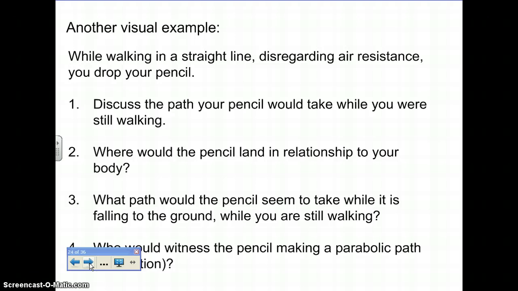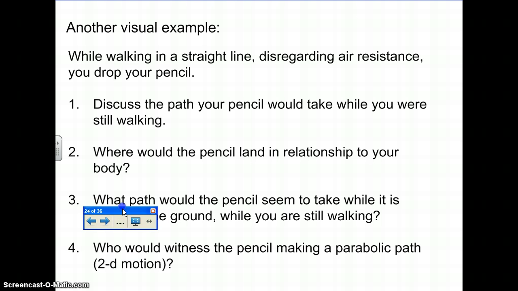So it's moving in 2D motion. Make sense? So yeah, there's your visual on that. So once again, these questions here just say, discuss the path your pencil would take while you were still walking. Where would the pencil land in relationship to your body? Right next to you. What path would the pencil seem to take? A parabolic path.